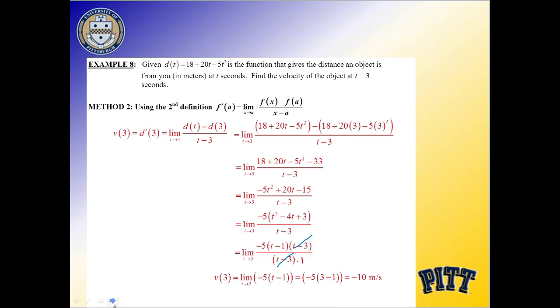So it doesn't matter which one you use. It's just that in some circumstances, you're going to find it's better to have a formula for the velocity at any time. If I'm looking for velocity at several different times, I can just plug those numbers in and be done. If I'm looking for one at a specific time, it might be easier just to cut to the chase and go right there.